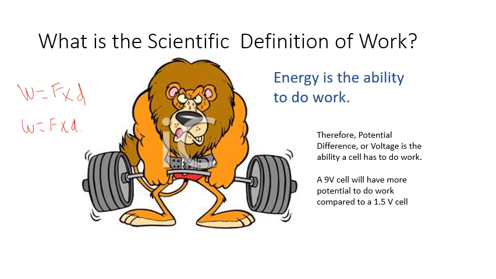But our discussion has to do with electricity. Okay? So if energy is the ability to do work and electricity is a form of energy, the potential difference, or the voltage, is the ability of a cell to do work. For example, a 9-volt cell will have more potential to do work compared to a 1.5 volt cell because the voltage, or the potential difference, is greater in a 9-volt battery than it is in a 1.5 volt battery. And this term, potential difference, is very important when we start discussing energy transformations.